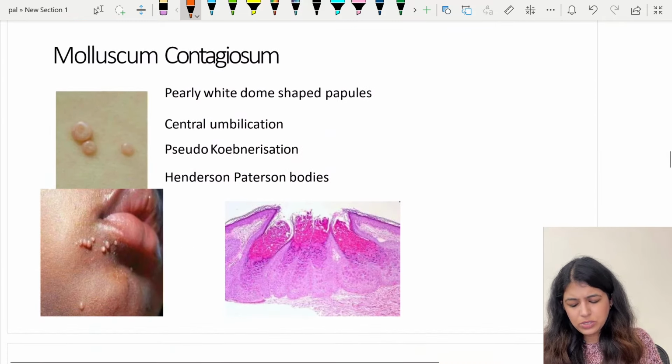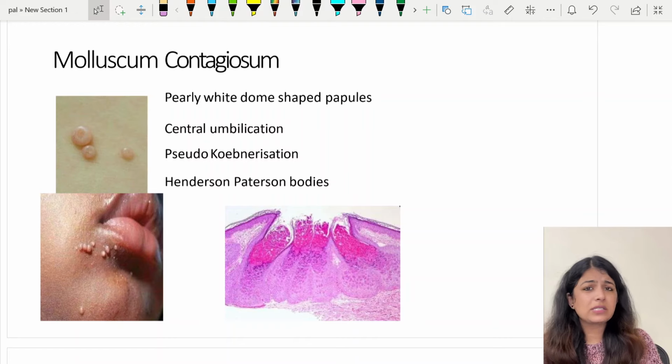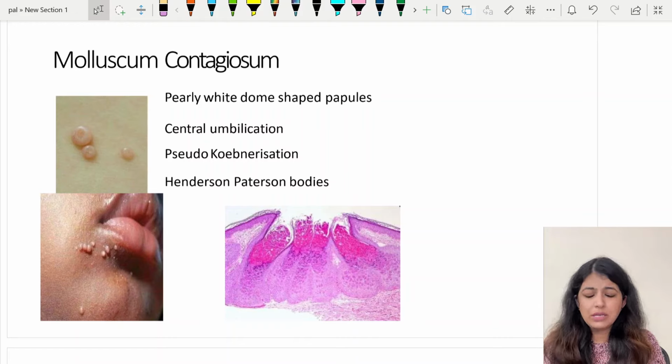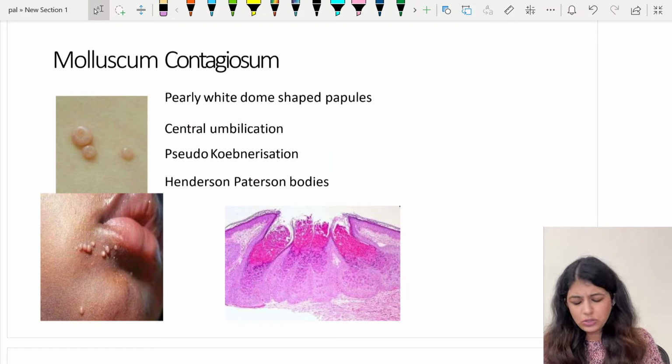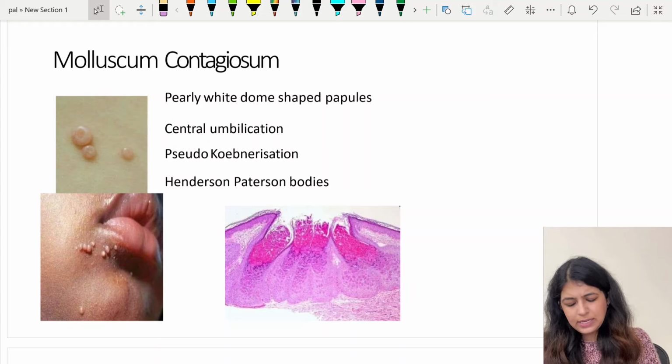The last option is molluscum contagiosum. I am actually discussing all these options here because one, you should know how to differentiate them from each other. Secondly, on their own, all these options are very, very important questions. So you should also know how molluscum looks. It is caused by the molluscum pox virus.